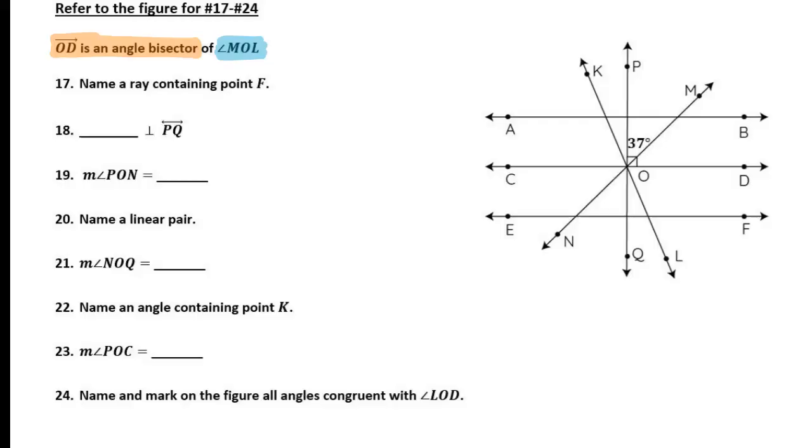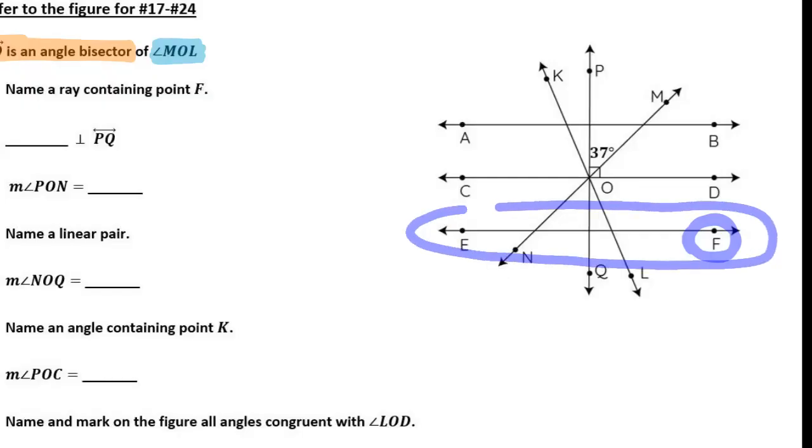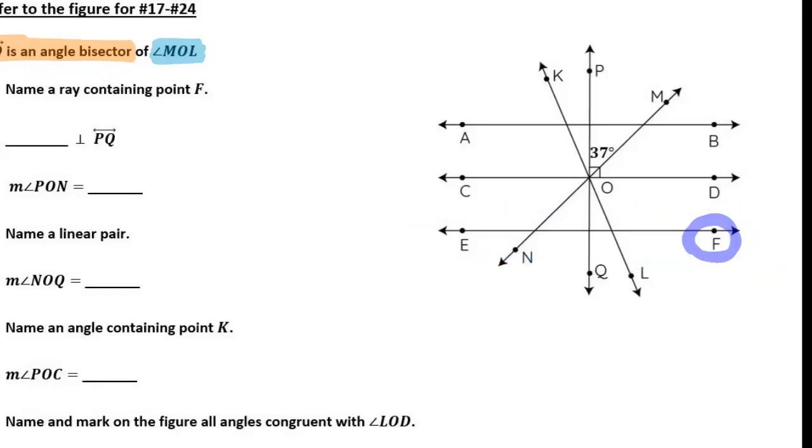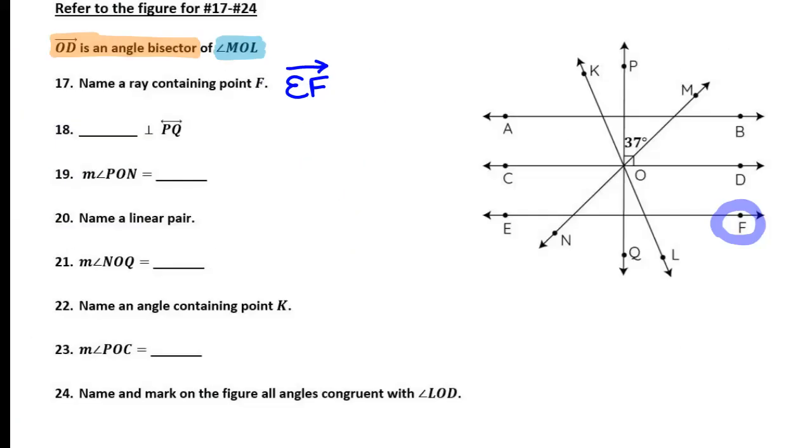Number 17 says name a ray containing point F. Well, point F is over here. If we're going to name a ray, we need to stay on the same line. Here's the line that contains point F. What other points are on that line? E. E is the only other point on that line. So we could name ray EF. That would contain point F.